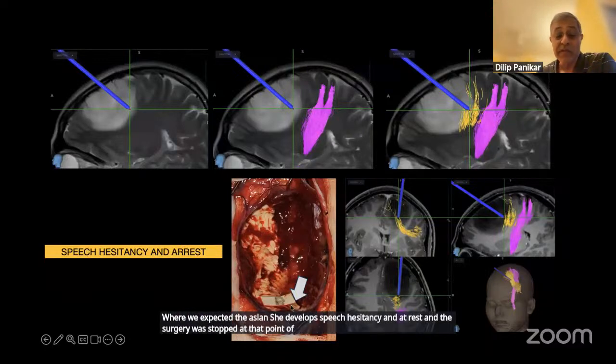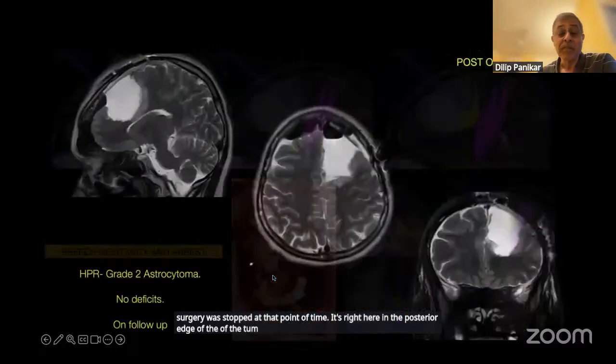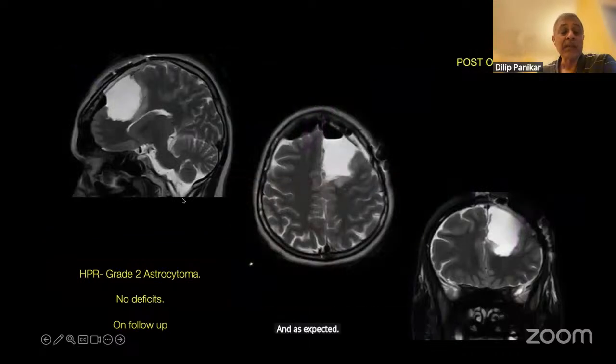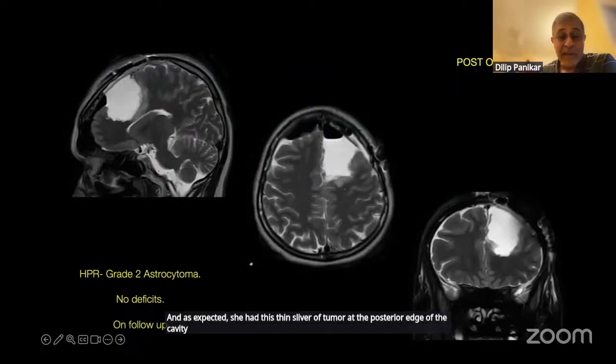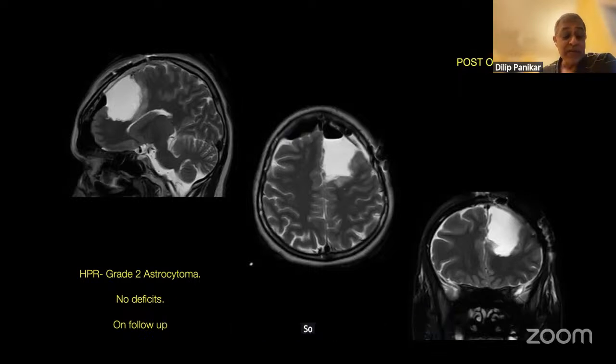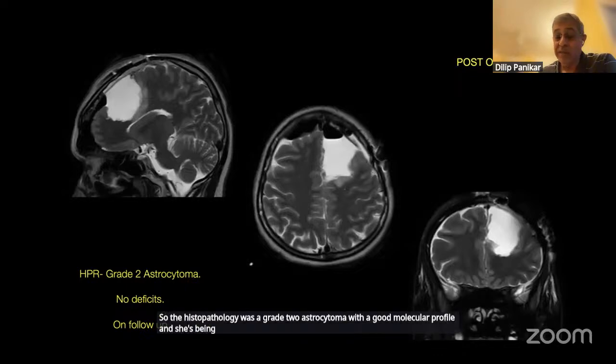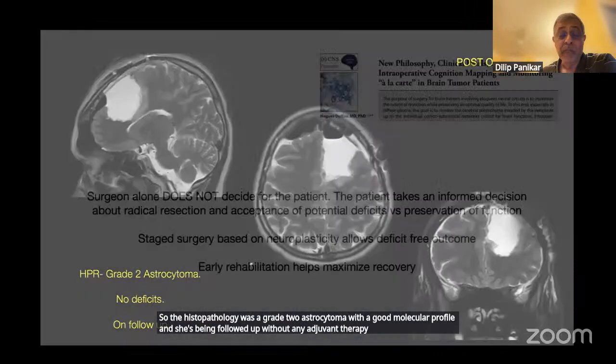It's right here at the posterior edge of the tumor cavity. And as expected, she had a thin sliver of tumor at the posterior edge of the cavity, but she remained absolutely intact. The histopathology was a grade 2 astrocytoma with a good molecular profile, and she is being followed up without any adjuvant therapy as of now.